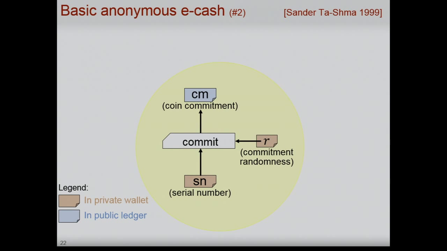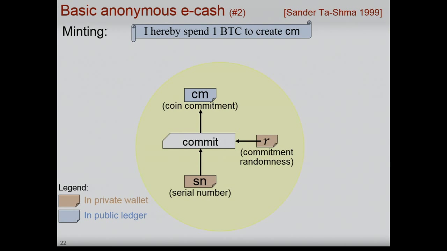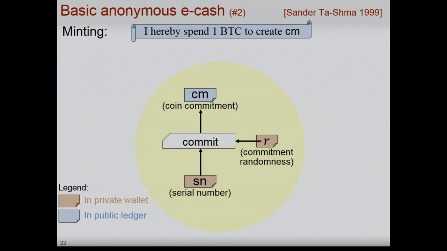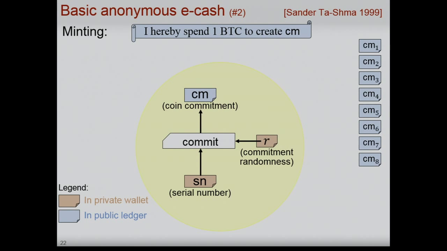To solve this, there's a very elegant approach of Sander and Ta-Shma, preceding decentralized currencies. And the idea is to use a commitment scheme where every coin has several values associated with it, a serial number, a commitment to the serial number using some randomness, using a hiding and binding commitment function. And to mint, you say that you spend a Bitcoin to create a coin whose commitment is CM. Only you know the serial number. So brown is private, blue is public in the ledger. And all these commitments are public.